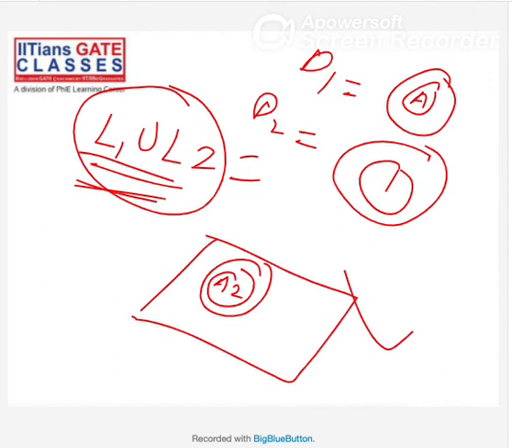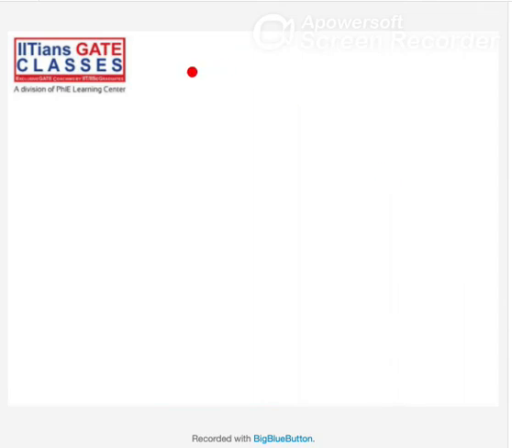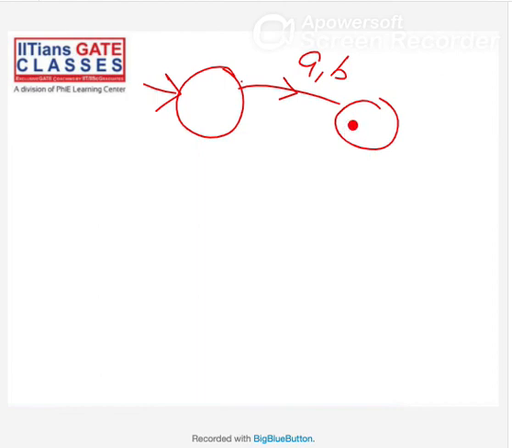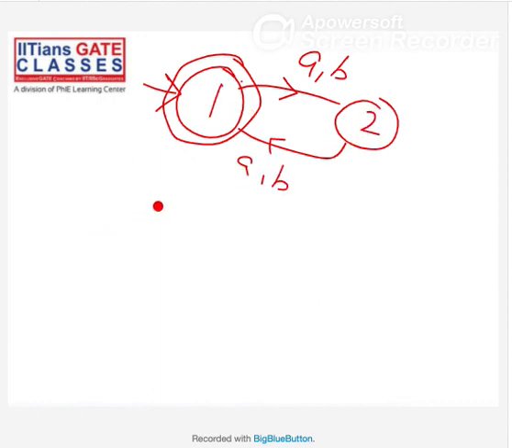So this is your product automata construction. Let's take one example. You can try this question. Let me take this DFA, and your DFA is even length strings. This is your DFA, let's call its states 1 and 2. This is your DFA for even length strings.